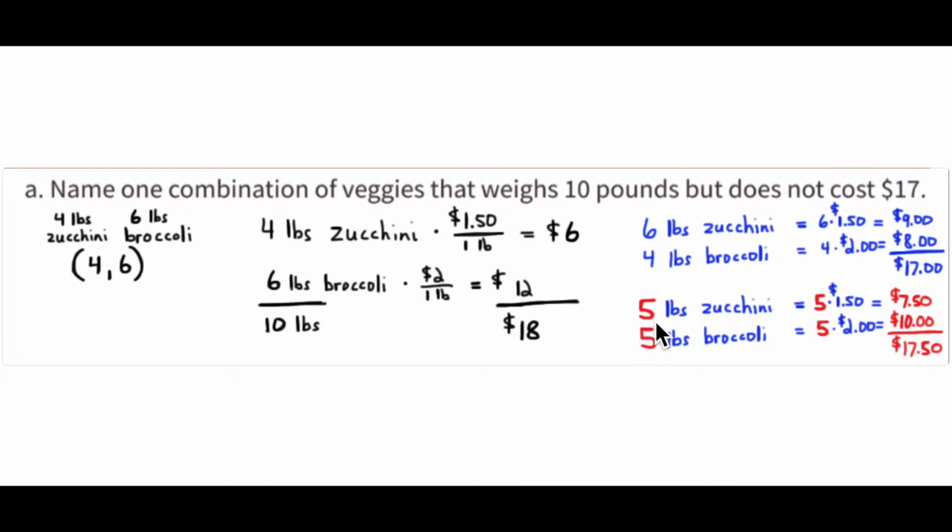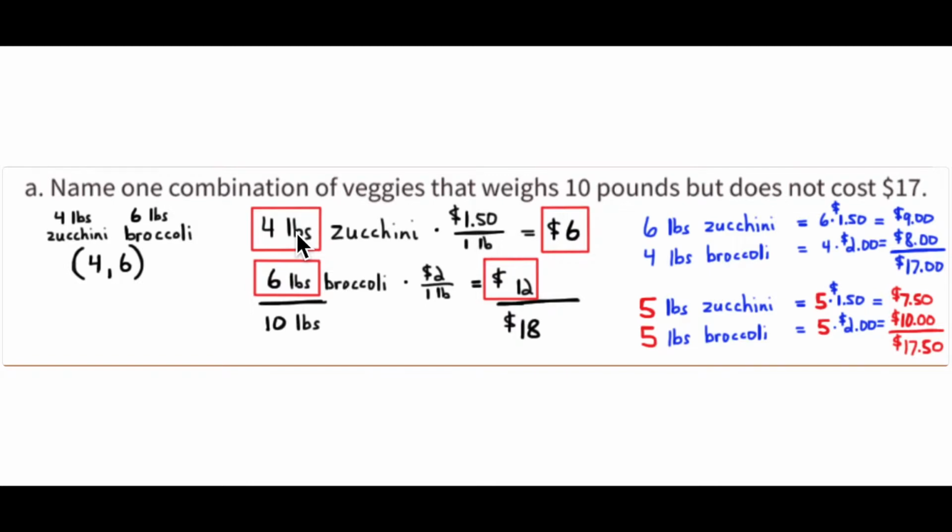If I make that trade again, go from 5 pounds of zucchini to 4 pounds of zucchini, this is going to drop by $1.50. It's going to go from $7.50 to $6. But the cost of the broccoli is going to increase by $2, from $10 to $12. So notice that the net increase for each pound is an increase of 50 cents. It goes from $17 to $17.50 to $18. So that's a net increase of 1/4 of a pound over the $17 line for each trade of 1 pound.